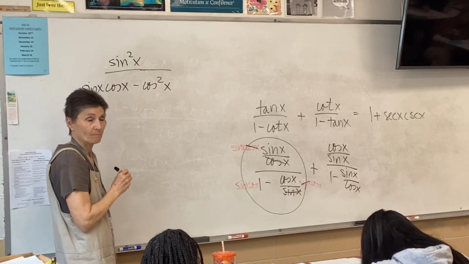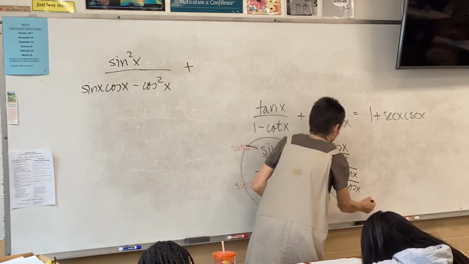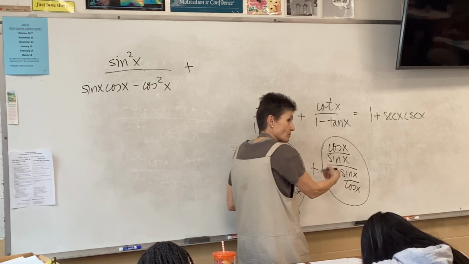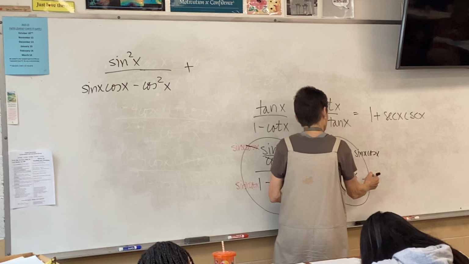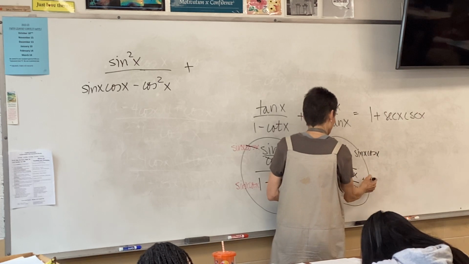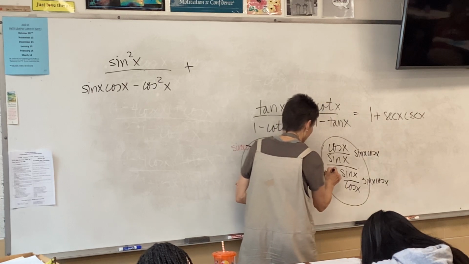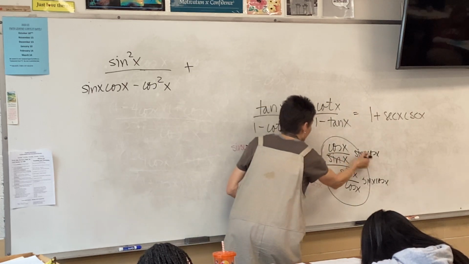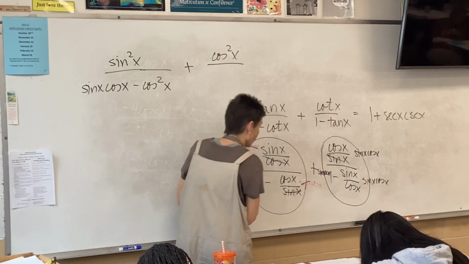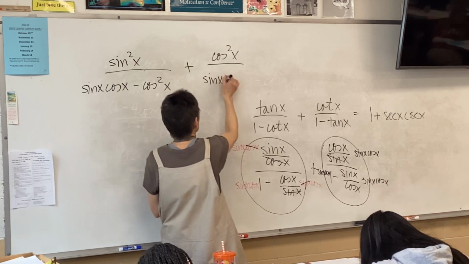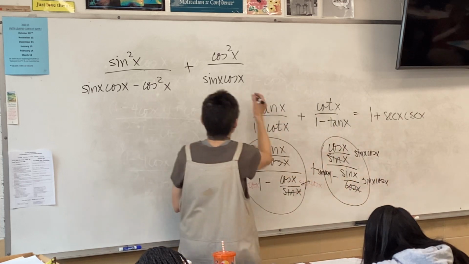Everybody okay with that? All right, let's see what happens over here. Should I multiply by the same thing since the denominators are the same here, sine, cosine? Don't forget the 1, you gotta multiply him too. So now we're going to end up with cosine squared over sine cosine, sine squared.